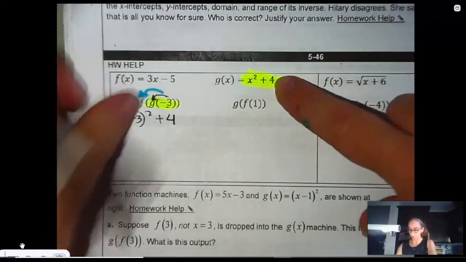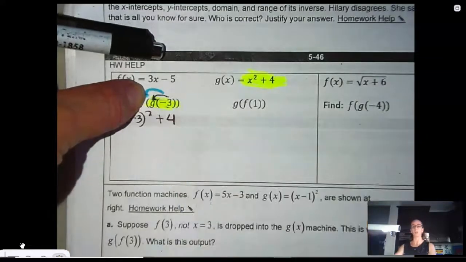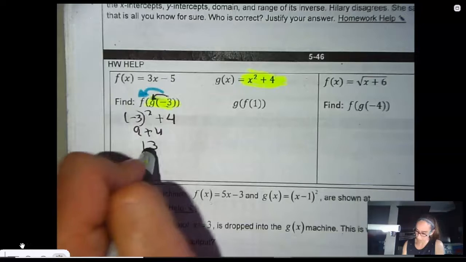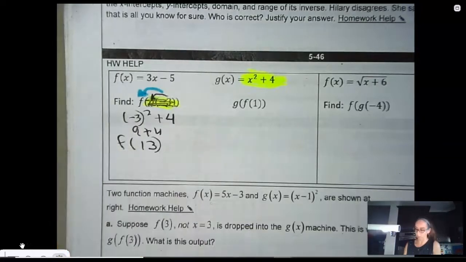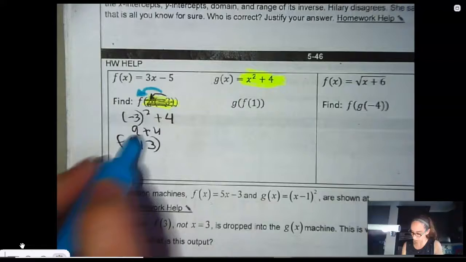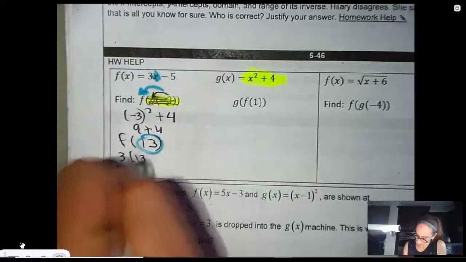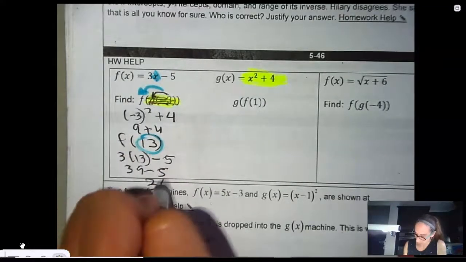So don't even look at the F. That's far away. Whatever number is closest to the letter, that's who you acknowledge first. And that would be 9 plus 4, which is 13. Now this turns into F of 13, which means now this 13 goes right in there. We're going to do more than one example. 39 minus 5, 34.